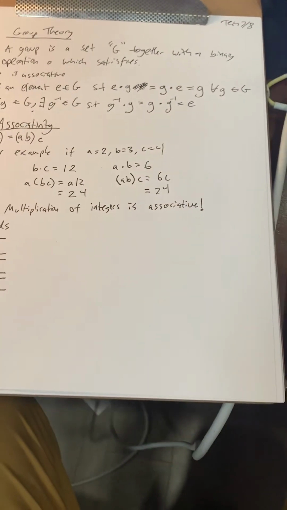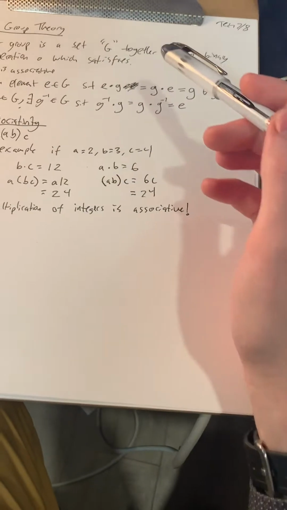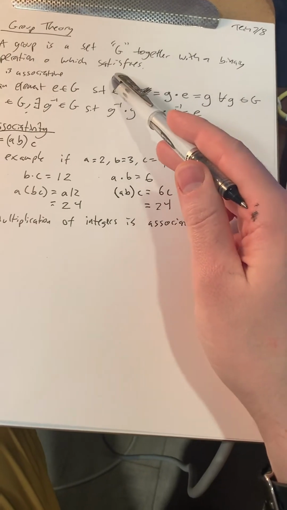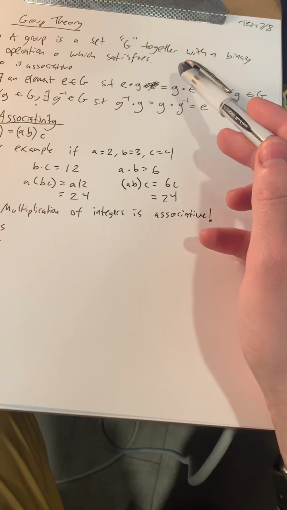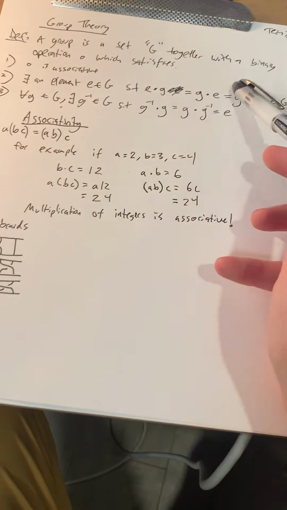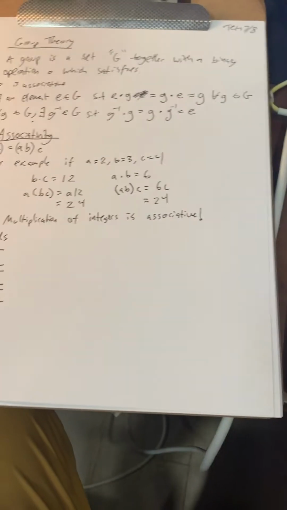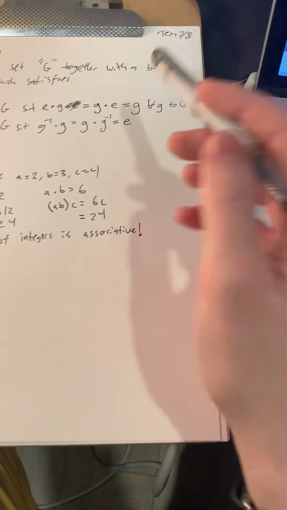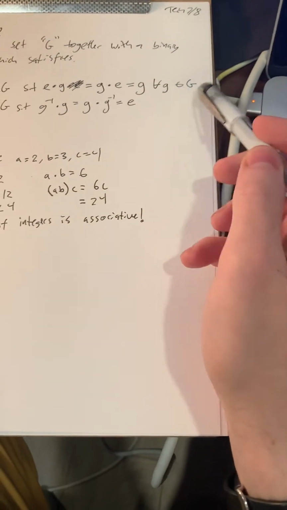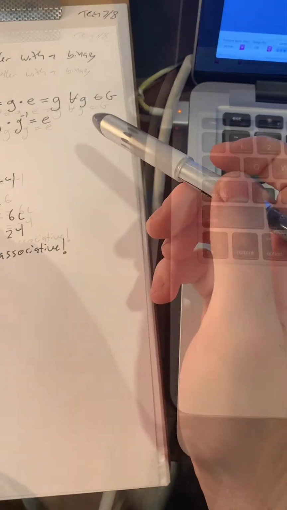So, for example, 1 in multiplication is the identity. If we multiply 1 by any number, we get back that number. 1 times 4 equals 4 times 1 equals 4. And that works for all G in the group, so for all elements of the group. So, for example, the addition or the multiplication of the natural numbers would qualify in this way.